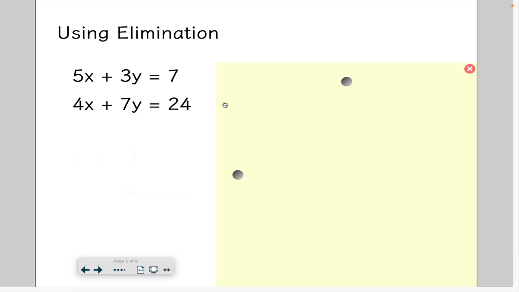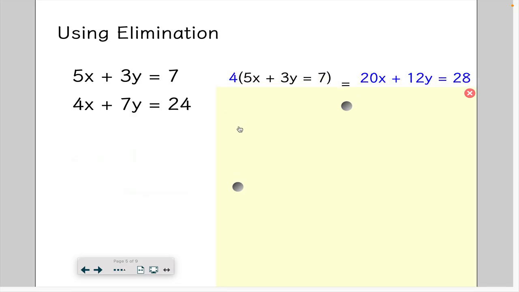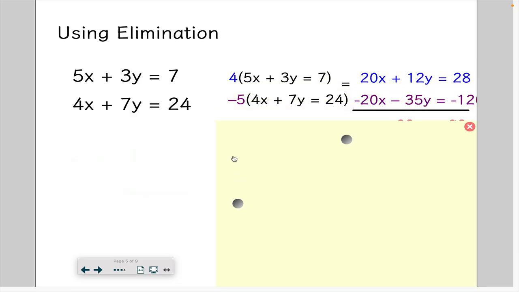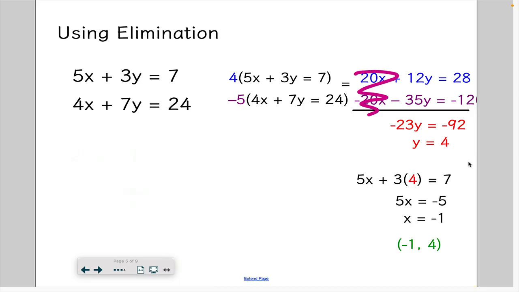Okay? How many of you went to eliminate x? Who went to eliminate y? Remember, it doesn't matter. So I multiplied the top by 4. I actually didn't do 5, I did negative 5 because I like to add as much as possible. And if I do, I can add, the x's go away. Negative 23y is negative 92. It looks bad, but y is actually 4. Then you have to plug back in, get x, negative 1.